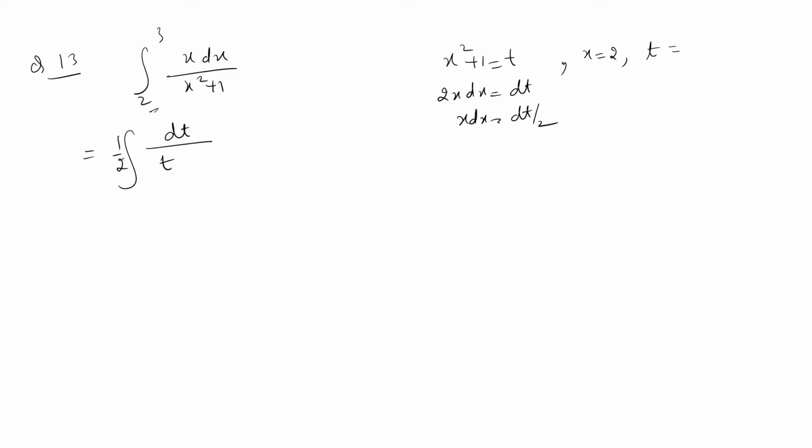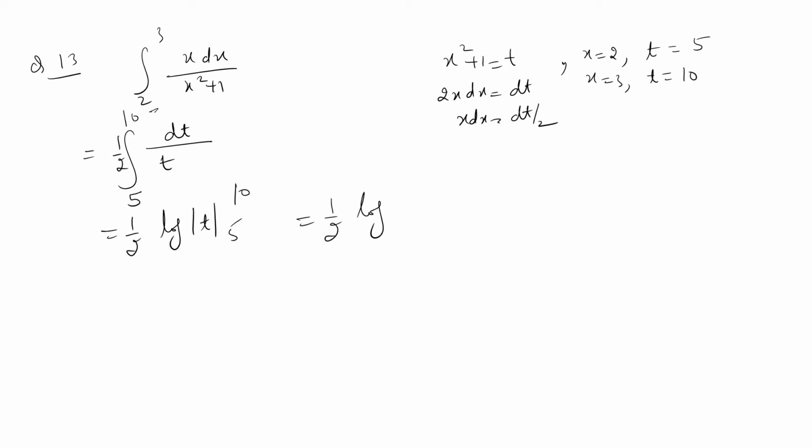T is 2 square plus how much? 5. And when x is 3, it is 3 square plus 1, that is 10. So my limits are from 5 to 10. So it becomes half log mod t. Now there is no need to go back to the resubstitution, and directly what you can do is log 10 minus log 5, right? So this becomes half of log 10 upon 5.